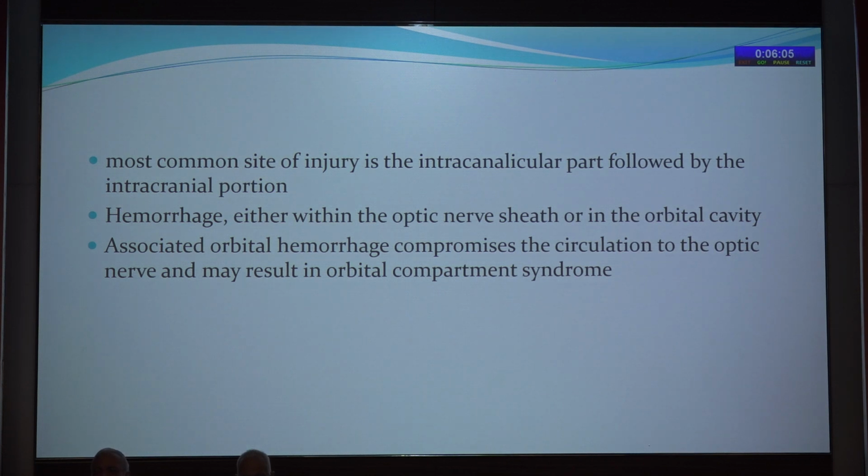Here the most common site of injury is the intracanalicular part. Why? Because it's the most fixed, immobile part of the optic nerve. Sometimes you may see hemorrhage within the optic nerve sheath, or there may be hemorrhage in the orbital cavity. This hemorrhage compromises the circulation of the optic nerve and may result in compartment syndrome. So this is where probably a surgical intervention may make a difference.